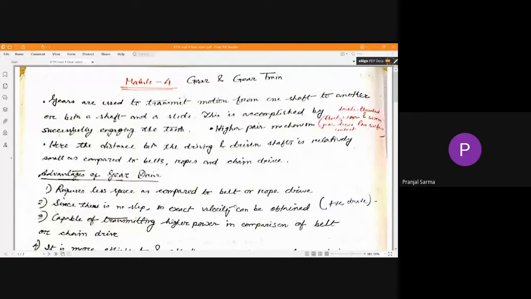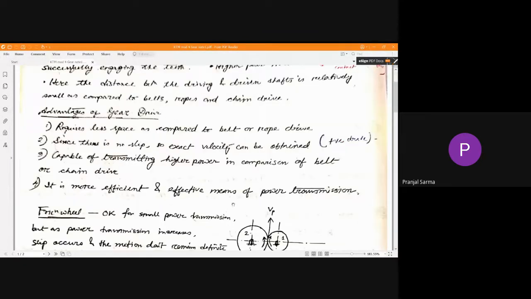We have also seen that there is no slip while the transmission of motion is taking place by the application of gears. There is no slip because of the successive engagement of the teeth, and that's why these gear drives are also known as positive drives. We also discussed the limitation of the application of gear drives by the central distance.